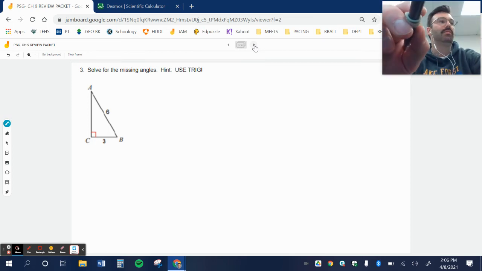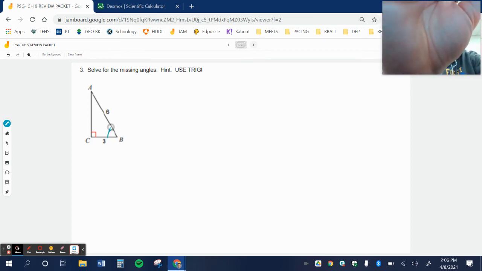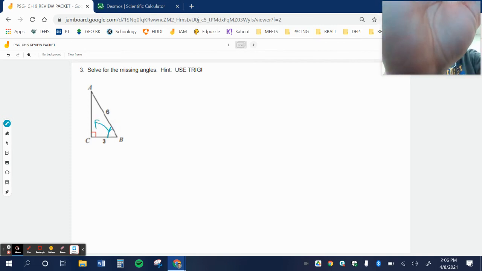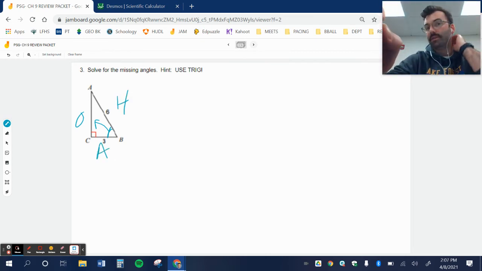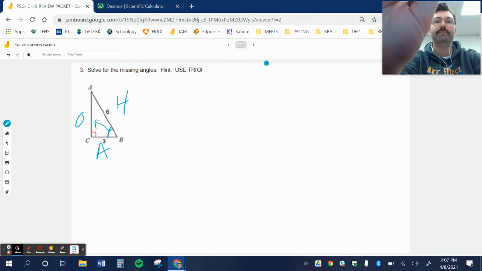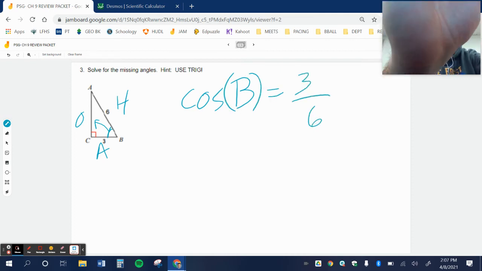Solve for the missing angles. Hint is to use trig. So I'm going to find B first. I'm going to label my sides O, H, and A. Remember SOHCAHTOA. So I have CAH, which means I have cosine. So I'm going to say the cosine of B equals 3, which is my adjacent, over 6. Remember, CAH.